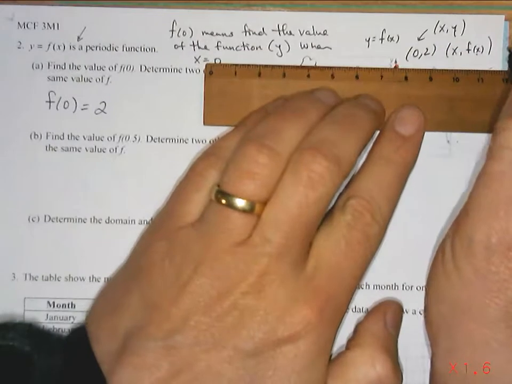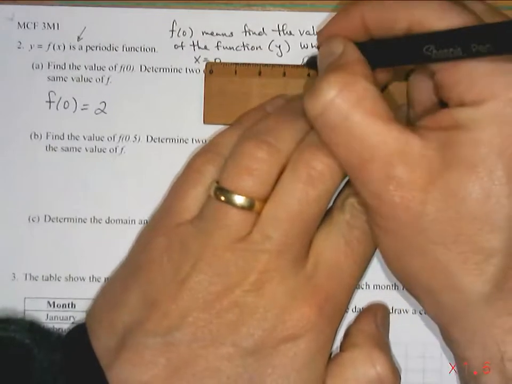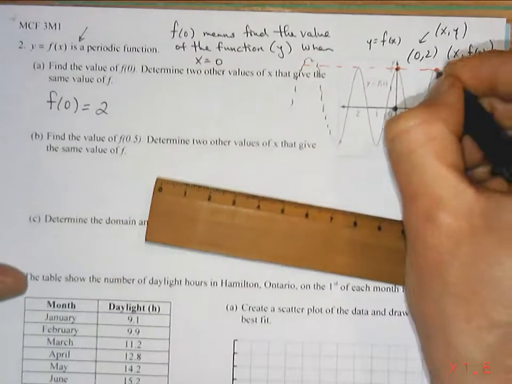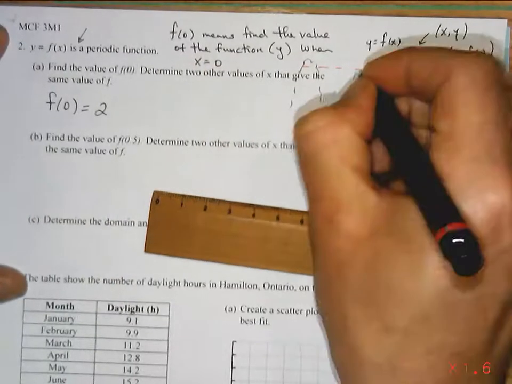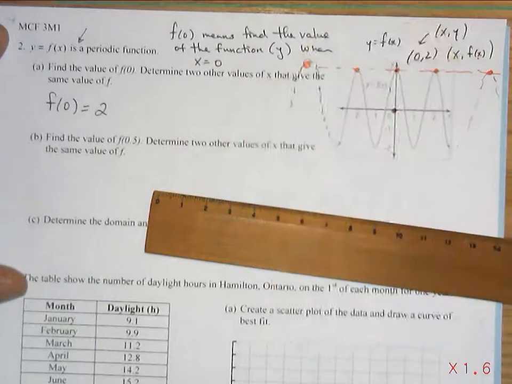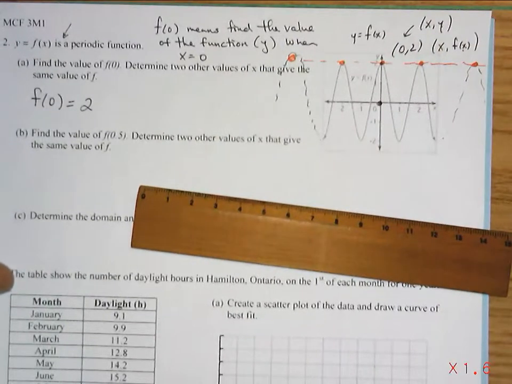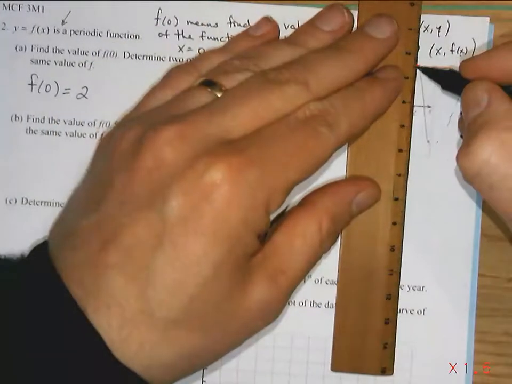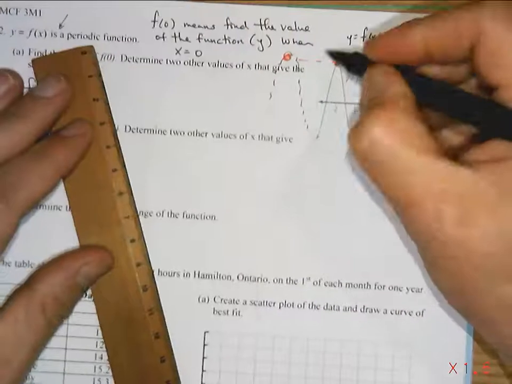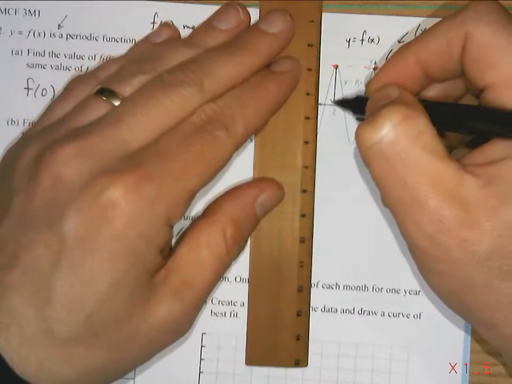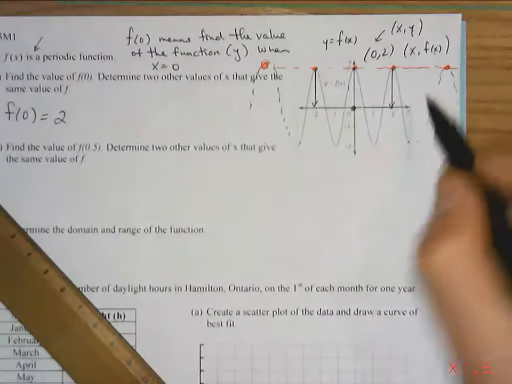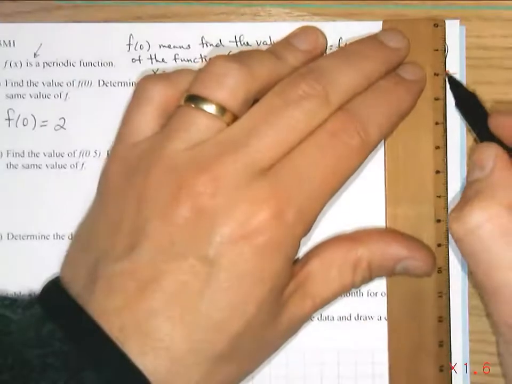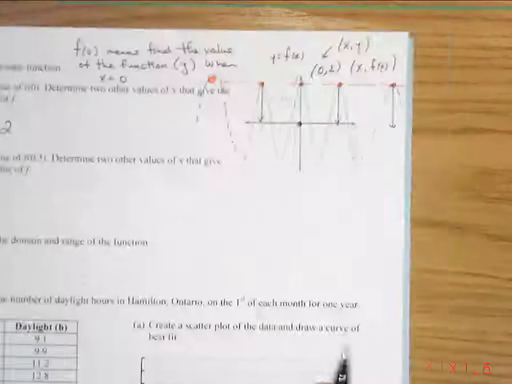And so the question's really asking, give me two other answers that'll give me the same y value. Well, the answer is, I'm going to get a y value there, there, there, and there, all of 2. So determine two other x values that'll give you those y values. Well, another one is going to be x equals 2. And another one's going to be x equals minus 2. And if we understand that this is a periodic function, it keeps going and going, there's going to be another one right here.